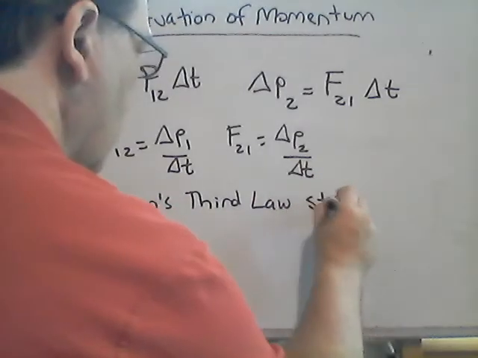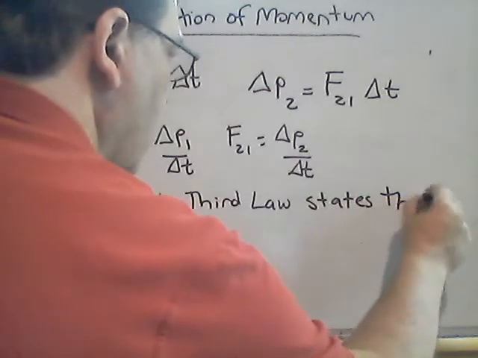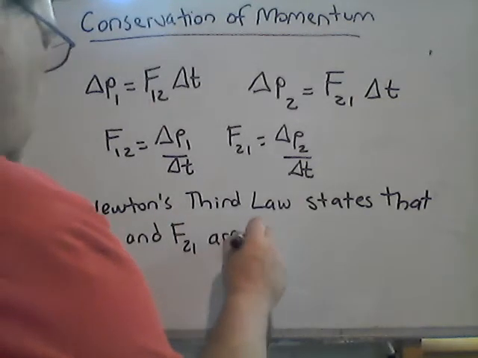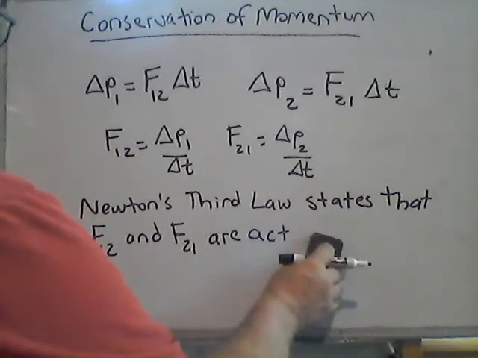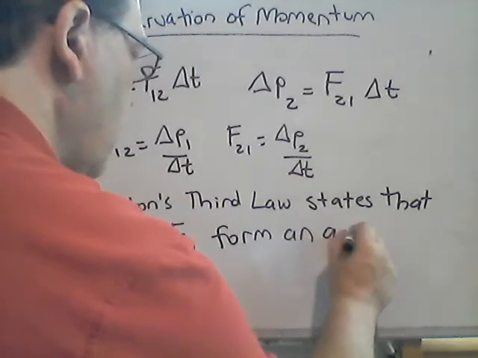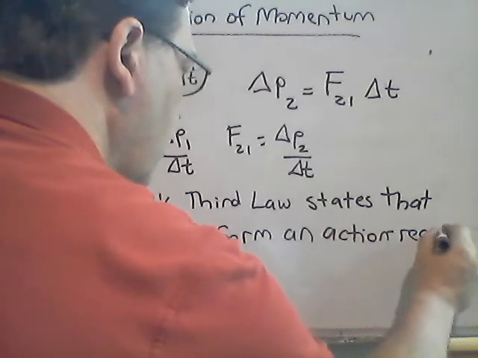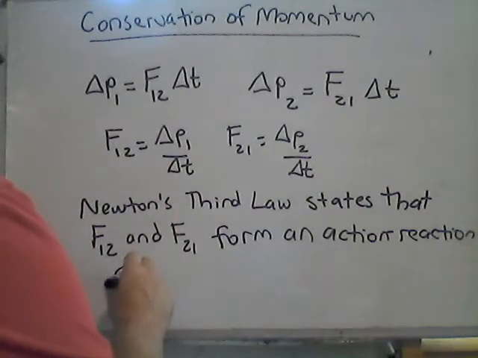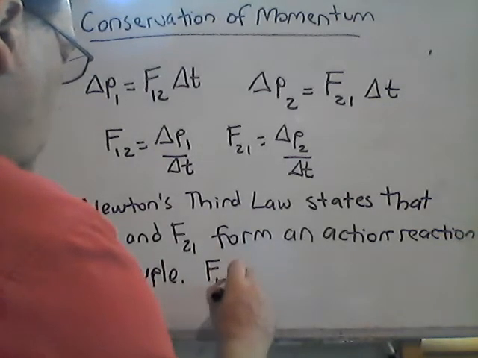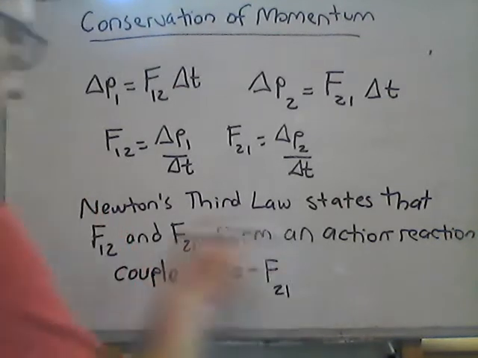States that F12 and F21 are an action reaction couple. Remember Newton's third law: every action has an equal and opposite reaction. Basically, if I push on a wall with a force F, the wall pushes back on me with an equal and opposite force F. That means that F12 is negative F21 because of Newton's third law.